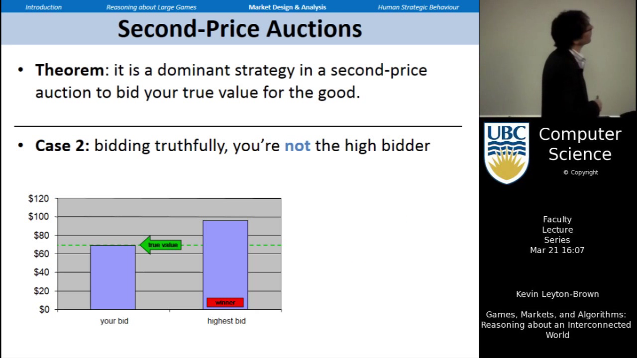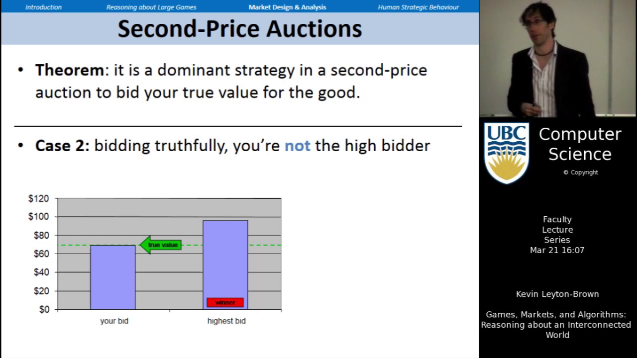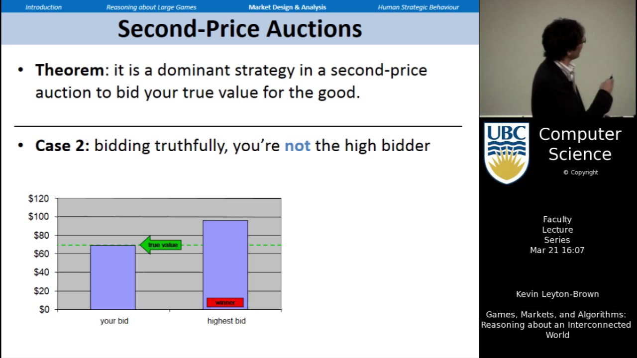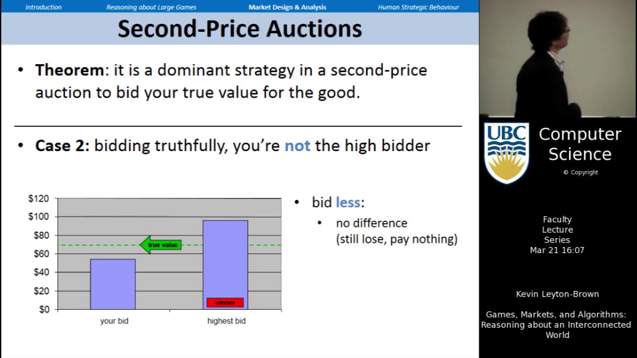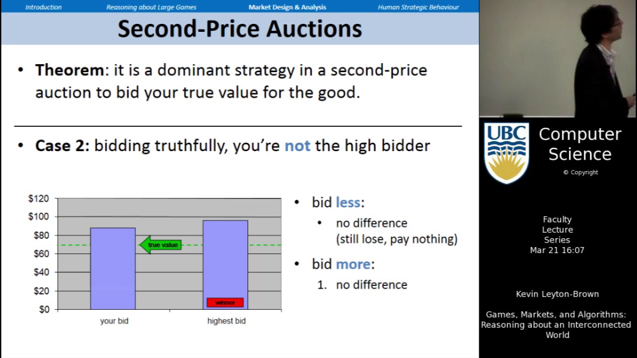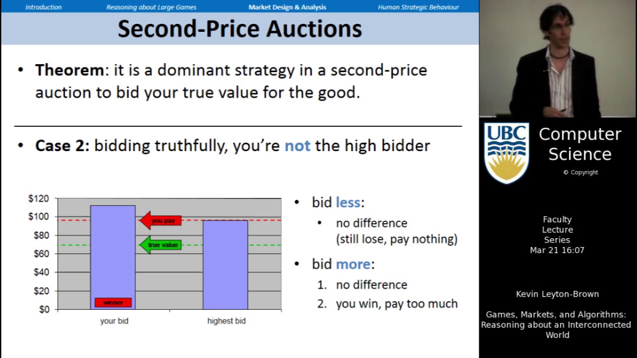The other case is that if you were to bid truthfully and weren't the high bidder in that case, I claim again you should tell the truth. So here, you're losing and paying nothing. If you bid less, you would continue to lose and pay nothing. If you bid a bit more, you would continue to lose and pay nothing until the point where you bid enough that you would win, but then you would pay too much. You'd pay an amount which is higher than your true value.